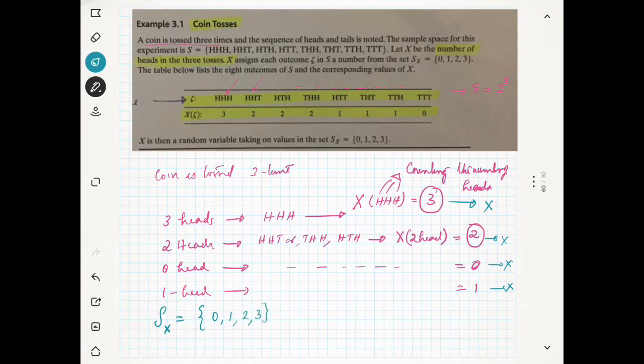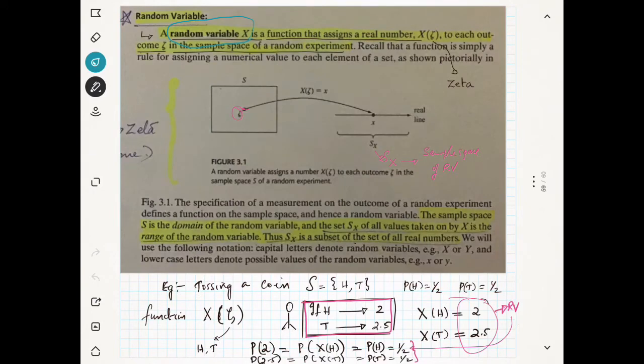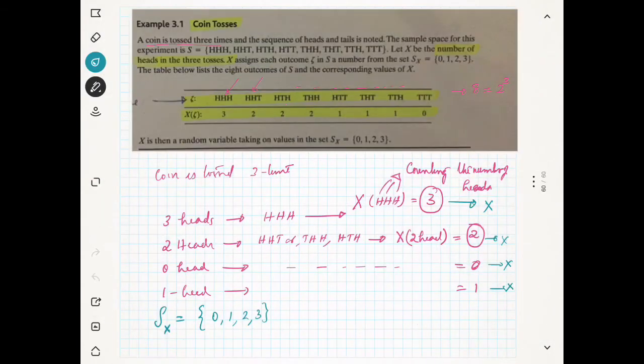And in the previous example, you know the sample space of the random experiment is nothing but either 2 or 2.5. This is how we can define a random variable. For each outcome we are going to map it to a real number. So this is my sample space, and this is how we can define the sample space for the random variable. I hope this is clear to you.